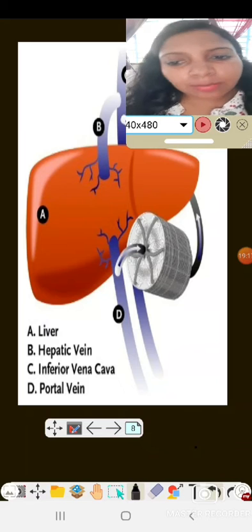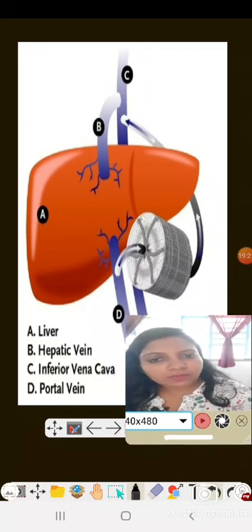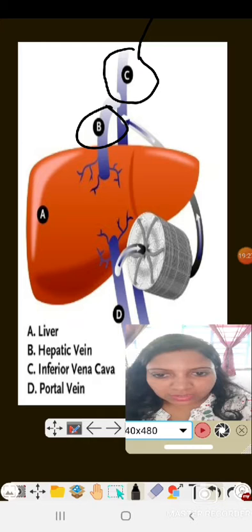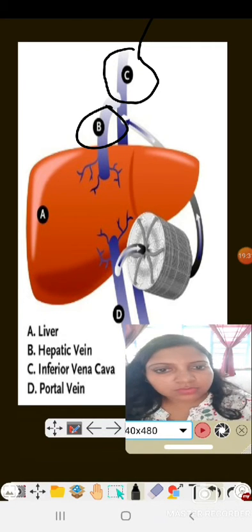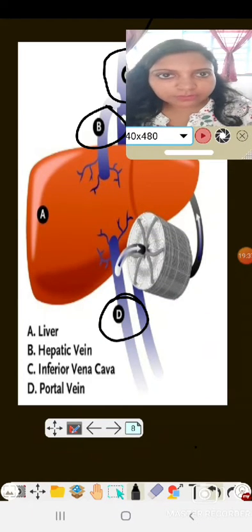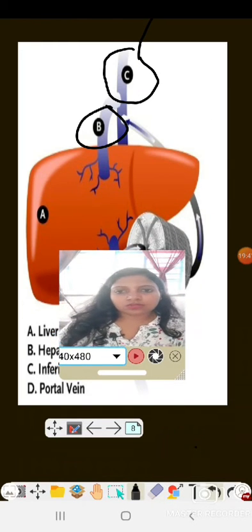This E is labeled as liver, then B as hepatic vein, then C as inferior vena cava, which is going to the heart, then portal vein. Portal vein is what comes from the stomach and intestines, and the spleen, not only intestines, spleen also.